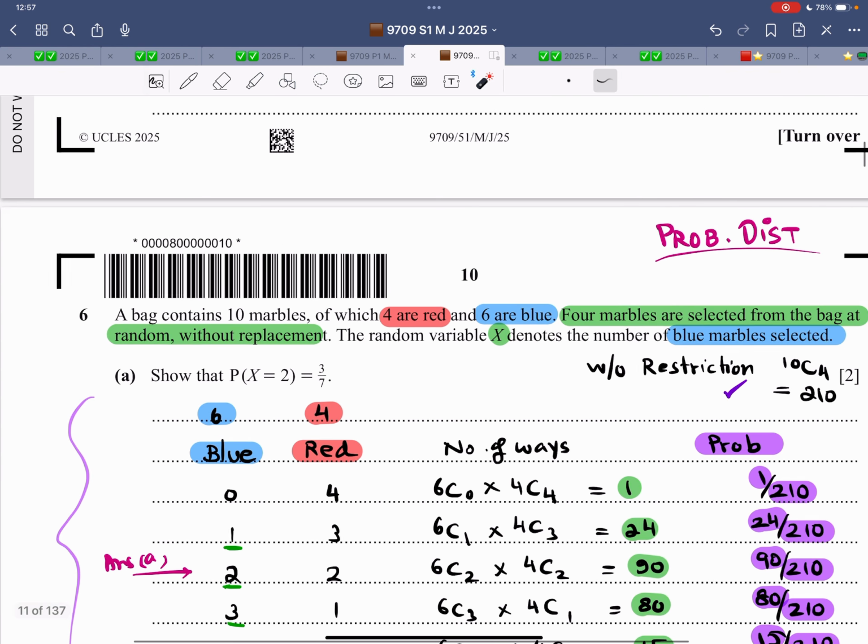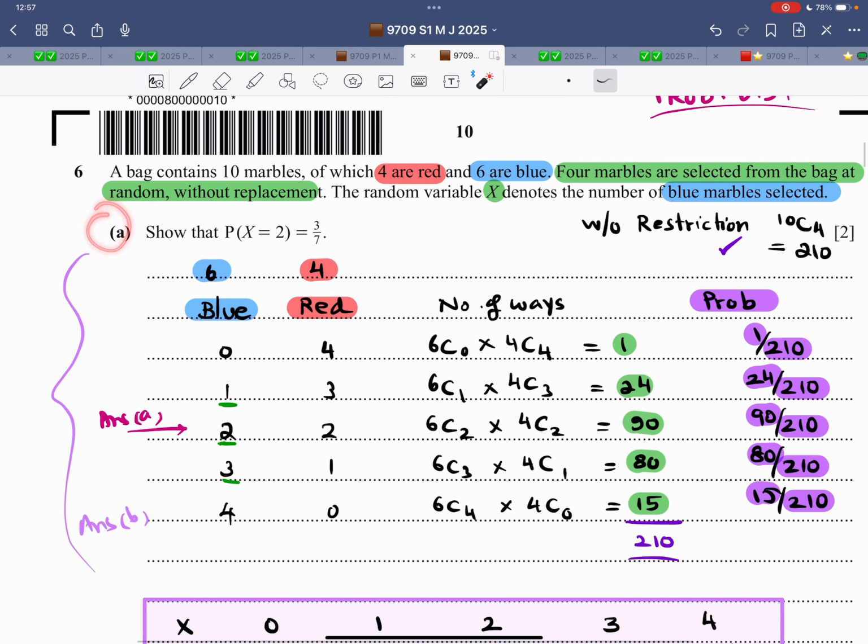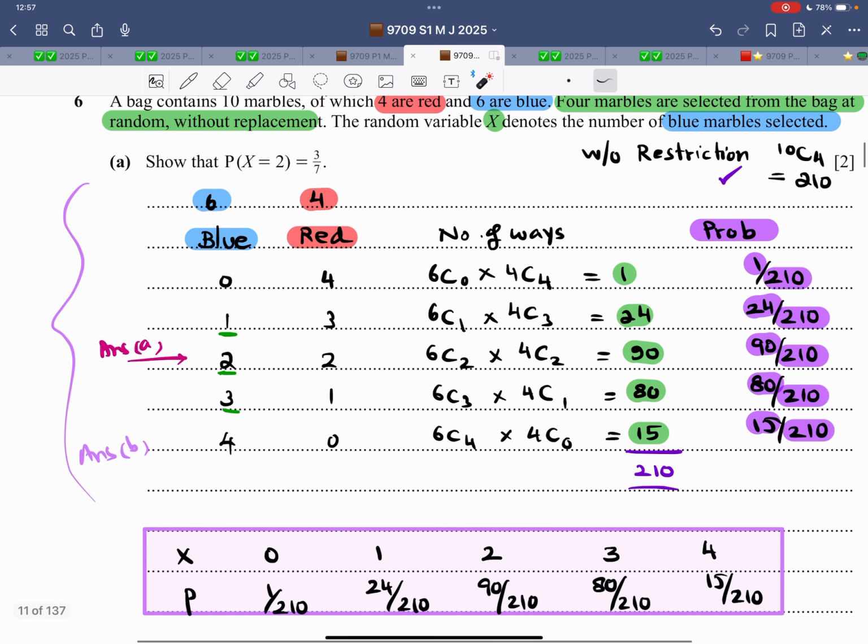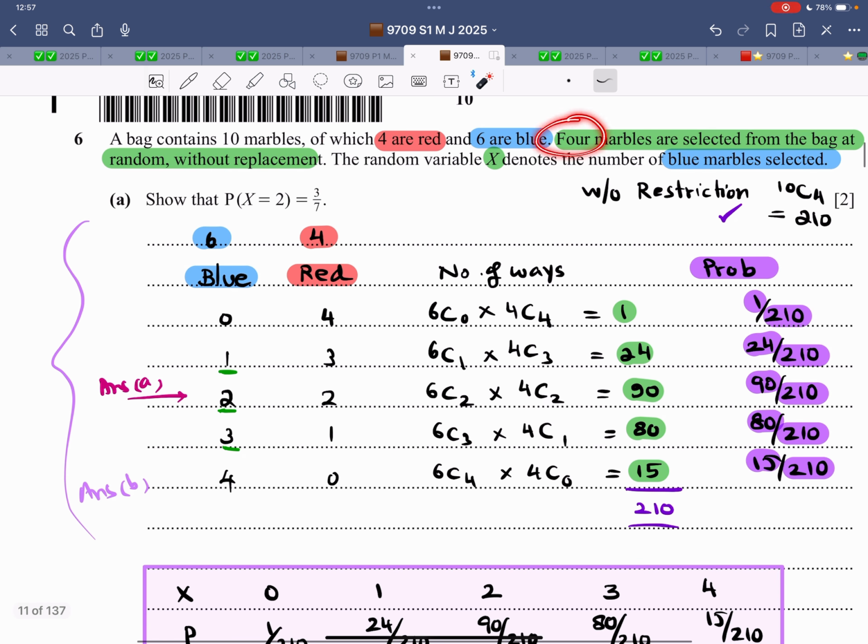And one last thing, that is part A, show that probability X is equal to 2. What is X? Number of blue marbles. So if we are selecting 4 marbles, 2 blue means 2 blue, 2 red. That is answer of part A. You can write it separately also. So all good, all clear. You can even write it like this. Let me write it for you.